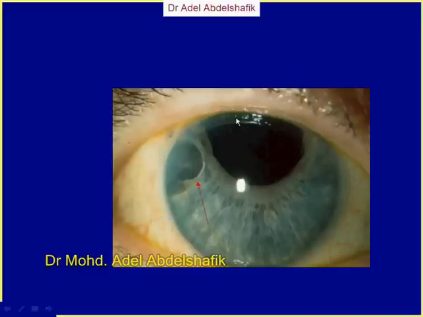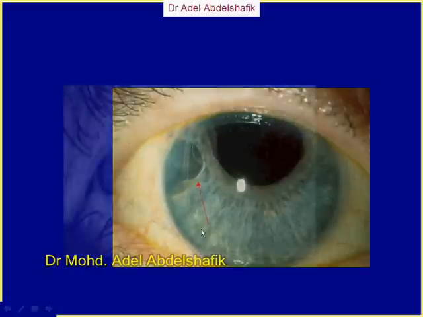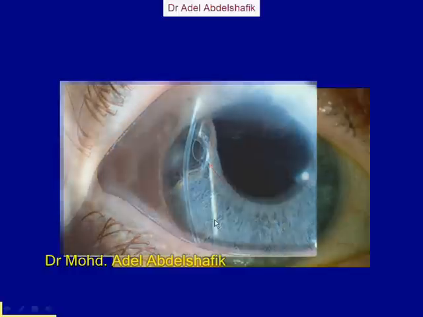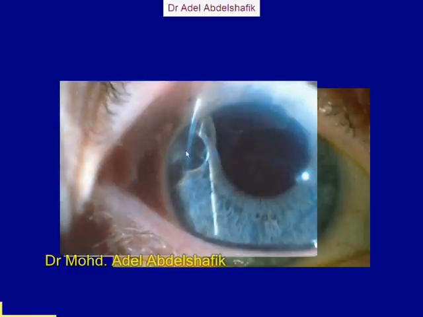Here, just an example, we get some iridectomy, and the arrow is pointing here. Let's see what we're going to see. This is the section in the cornea, and you can see here there is some cyst. You see this is the wall, and notice the distance between this wall and the anterior chamber.